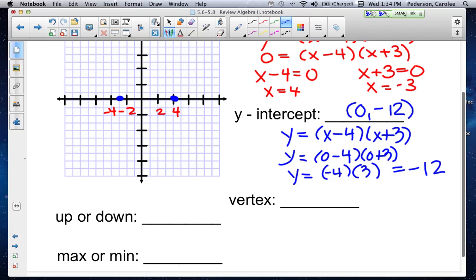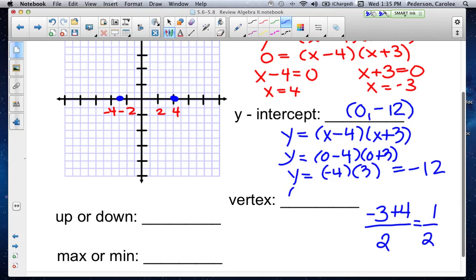Or I could convert it to standard form and take opposite of b over 2a. That finds the x value. I think the axis of symmetry is 1. Is what? Is 1? Do you guys agree? What's the halfway point between negative 3 and 4? Use the midpoint. Negative 3 plus 4 divided by 2. Negative 3 plus 4 is just 1. 1 over 2. So the halfway point between negative 3 and 4 is 1/2.